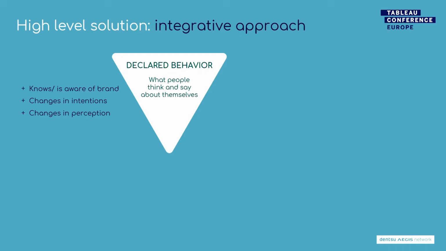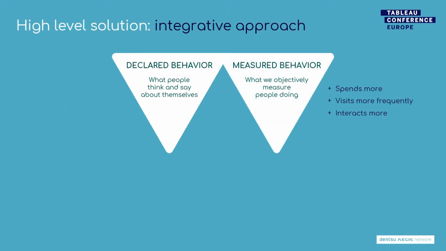But there's also a lot of measured data. Measured data, for example, is more about, are people buying things? Are people on my website and interacting with my advertising? Are they visiting my shop more frequently? Are they spending more money?